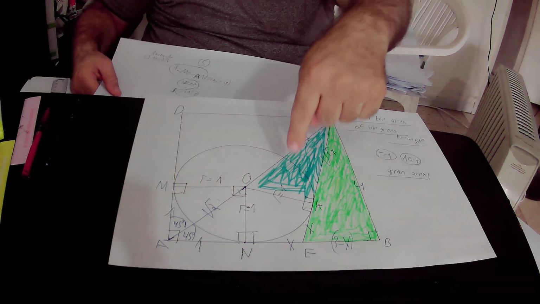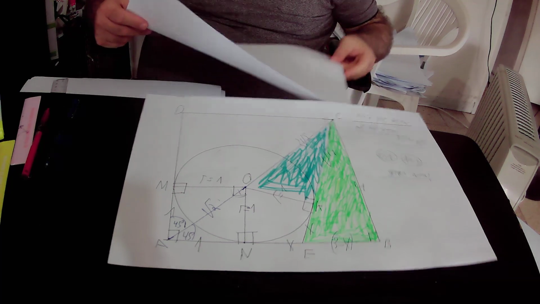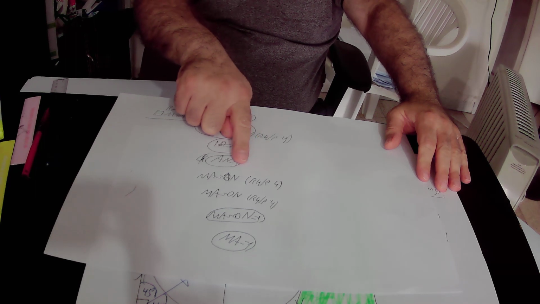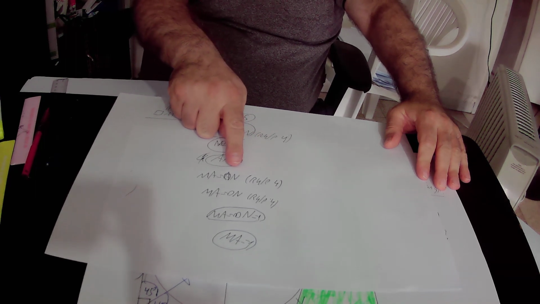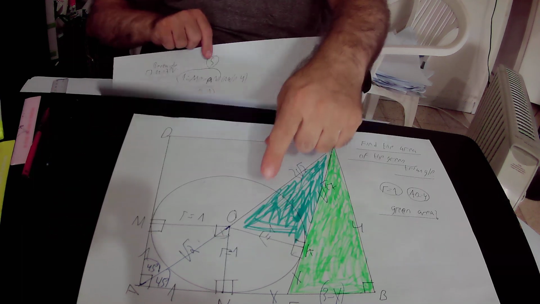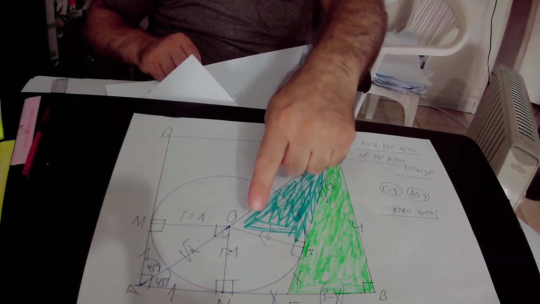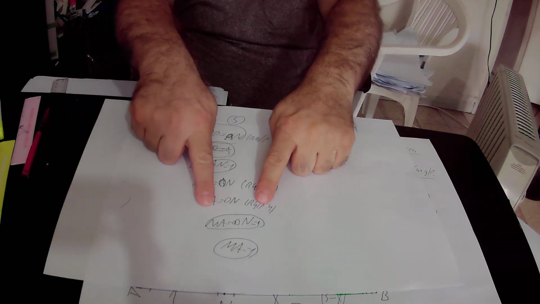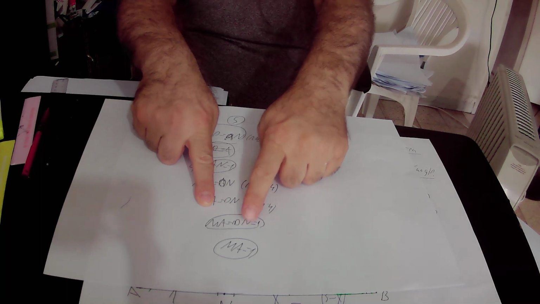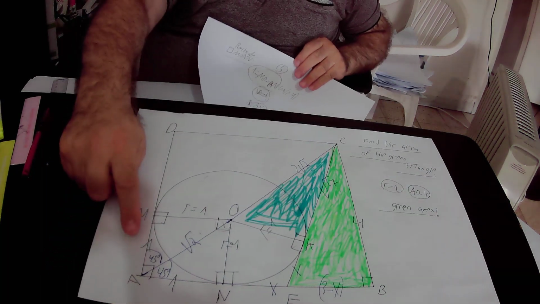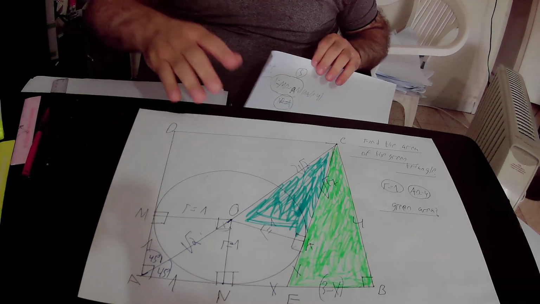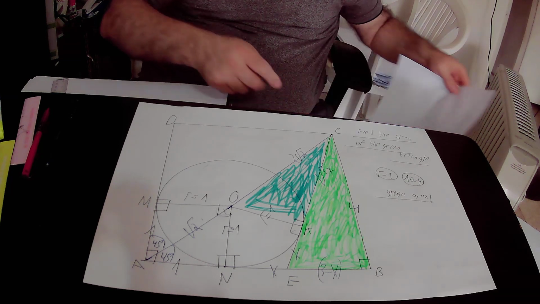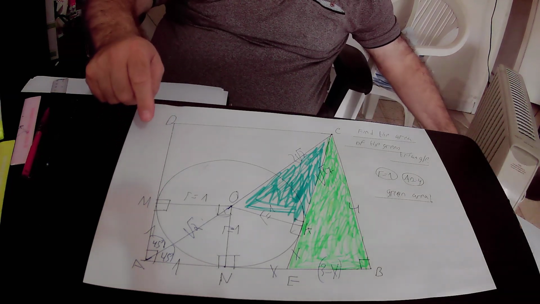Likewise, MA equals ON according to rule number 4. But we know that NO equals 1 unit. We've already found out that NO equals 1 unit. So from this equality, we conclude that MA also equals 1 unit. So, as you can see, all 4 sides of quadrilateral MOAN are equal to each other. They are all equal to 1 unit.